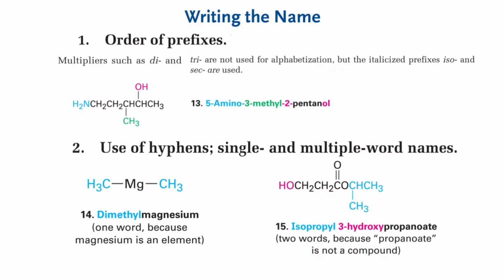Next, writing the name. First one, order of prefixes. Multiplying prefixes such as di, tri are not used for alphabetical order, that is called alphabetization. So di, tri, tetra are not used, but italicized prefixes, that is called iso, secondary, are used.